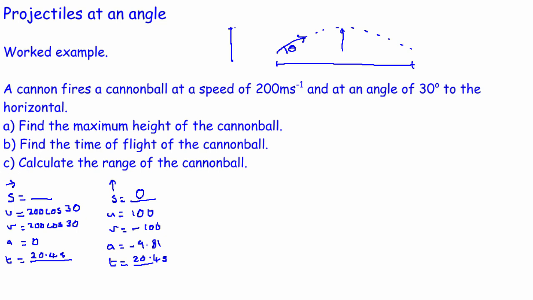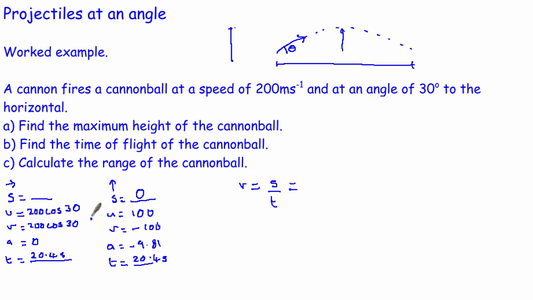If we look at part C, I want to work out the range of the cannonball. The range is, if we remember, the horizontal distance from the starting point to where it lands. I can either use the suvat equations, or I can know that because the acceleration is 0, I can simply use speed is distance over time. So that's what I'll use. Velocity is equal to the displacement divided by the time, and if I put my numbers in, the displacement is what I'm looking for.